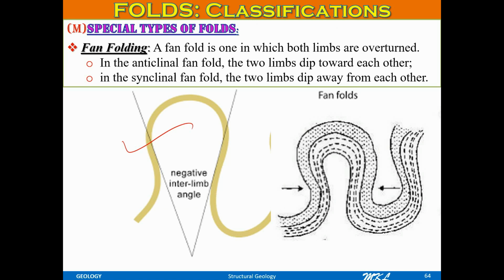So if in any fold both the limbs are overturned, the fold assumes the shape of a fan. Okay. Fan means it is not the fan in your home.